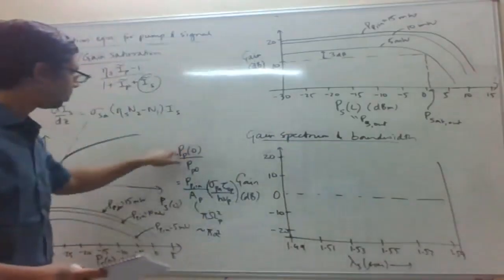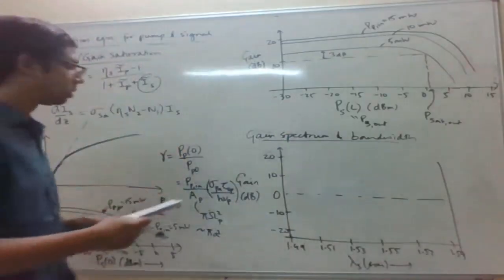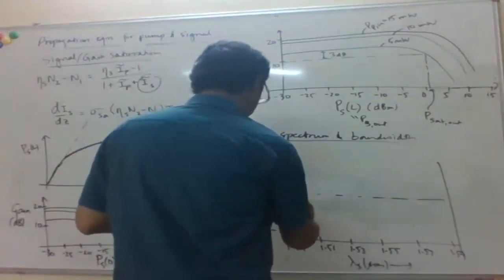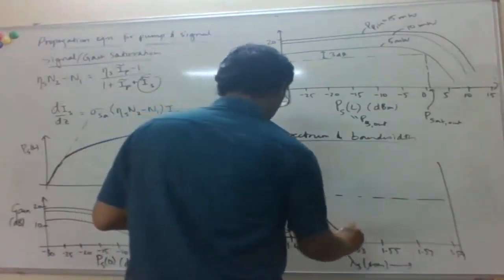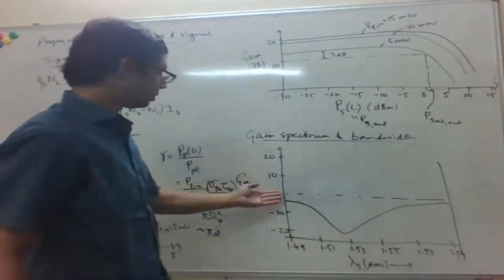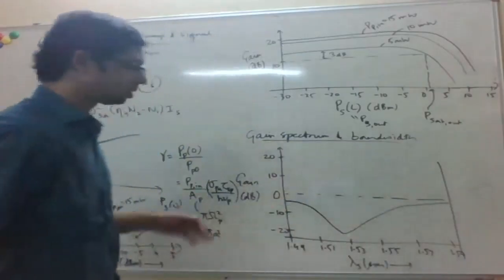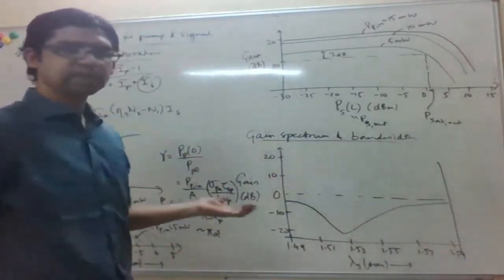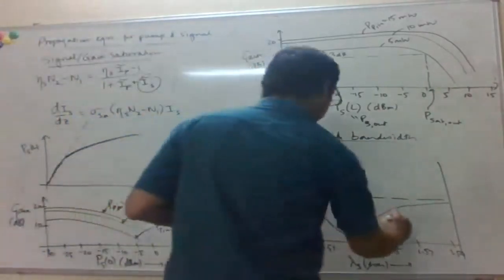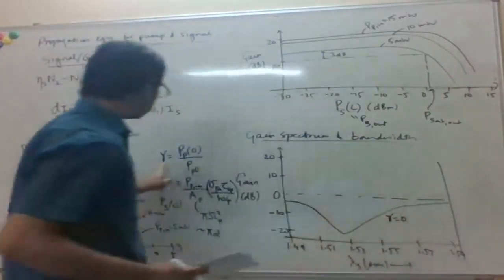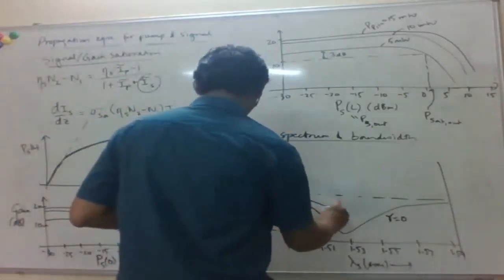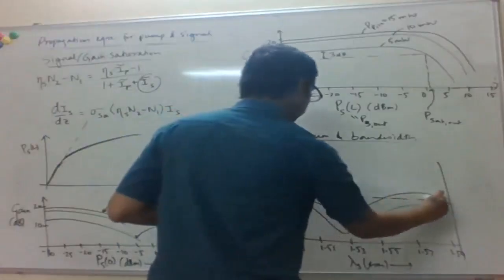Gamma equal to 0 means no input pump power, so that's no pumping. For that, the gain is always less than 0, which means you only have loss because there is no pump. All the atoms are in the ground state, so the signal will only experience loss. As I now increase gamma, or the pump power, this curve starts shifting up.